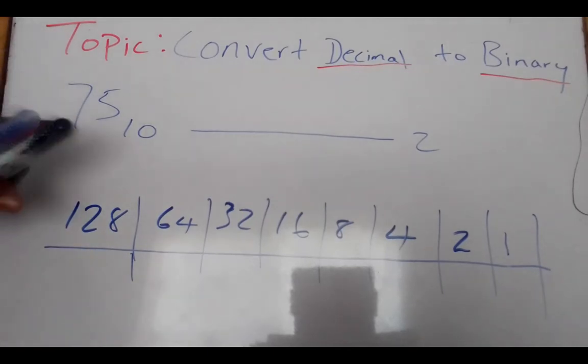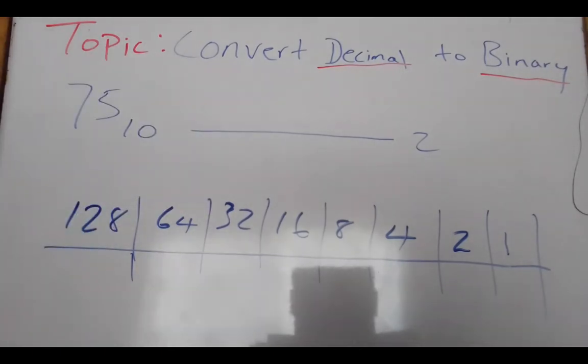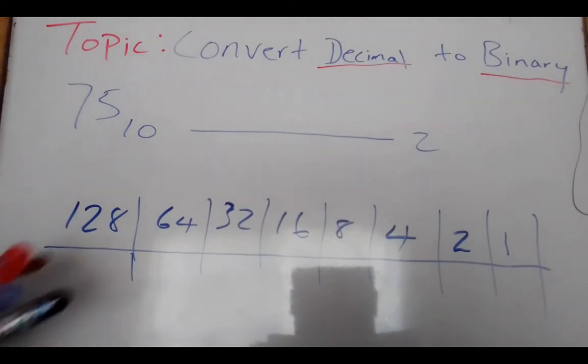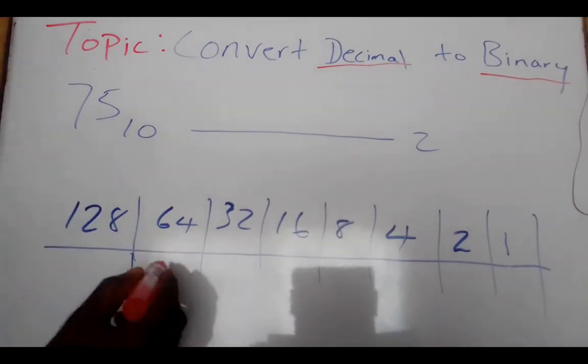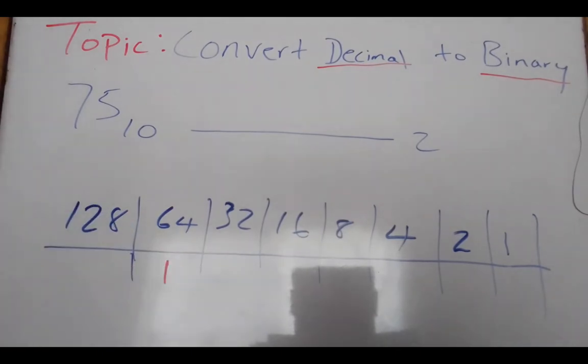So we have 75 and we want to convert 75 into binary. The first thing that we're going to do is look at this table here and look at the number that is less than 75. However, that number should be the largest number less than 75. So we know that we are going to use 64. Make any sense? So put a 1 at the 64.